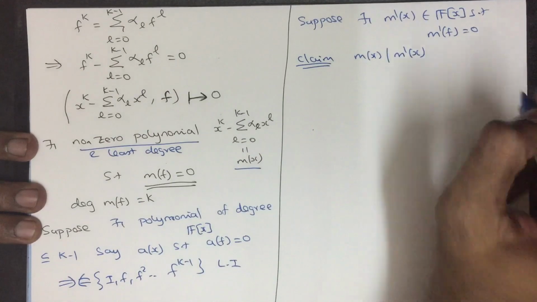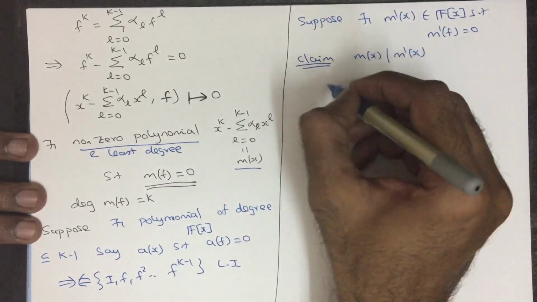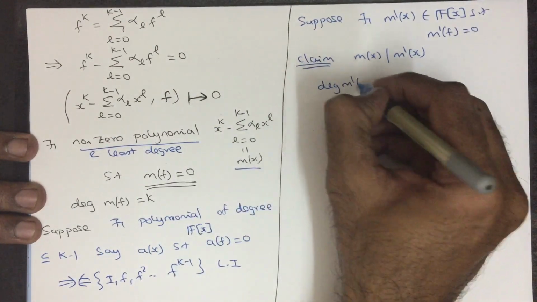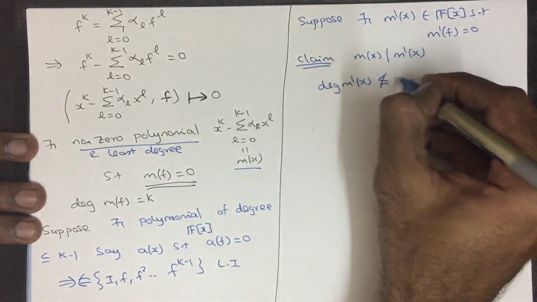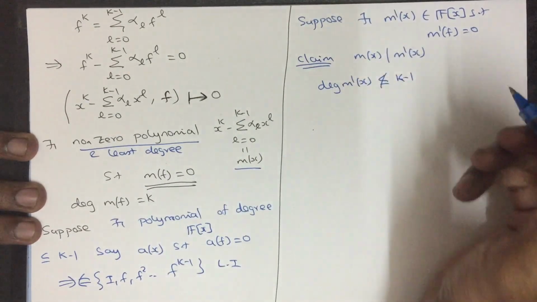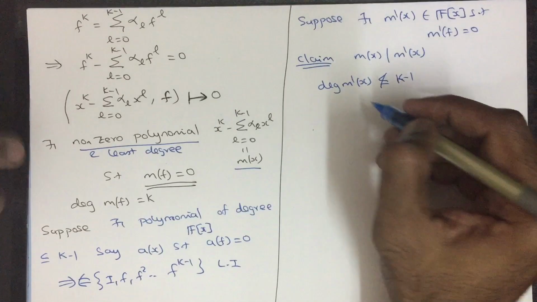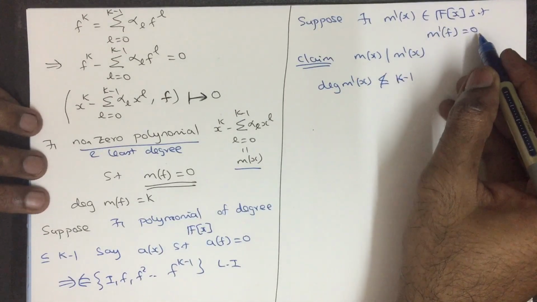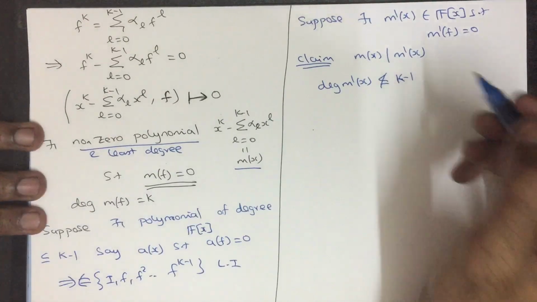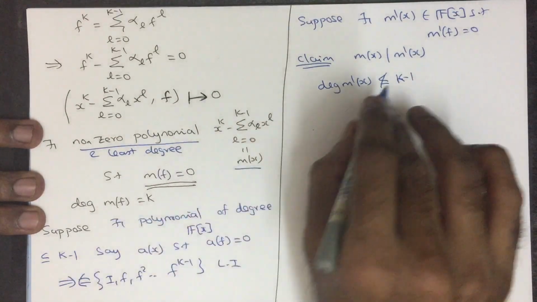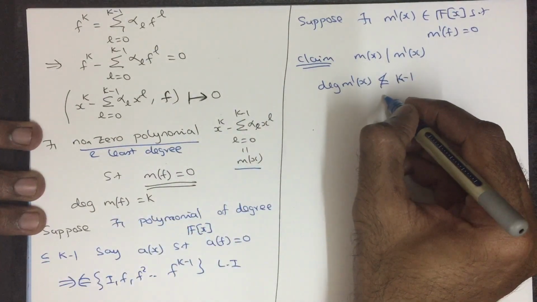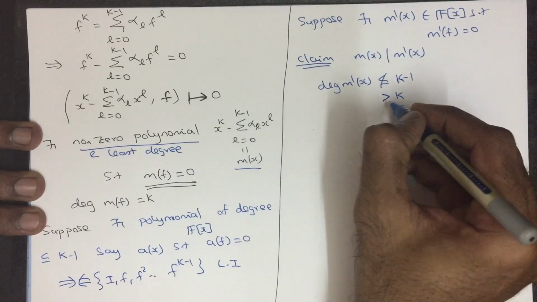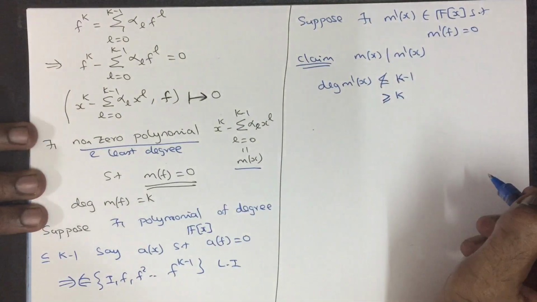Let's prove that. Now it's very clear that the degree of m dash of x cannot be less than or equal to k minus 1, because if the degree of m dash of x is less than or equal to k minus 1, and since m dash of f is 0, that contradicts that I, f, etc. up to f to the power k minus 1 is linearly independent. Therefore that cannot be possible. Therefore, the degree of m dash of x has to be at least k, greater than or equal to k.